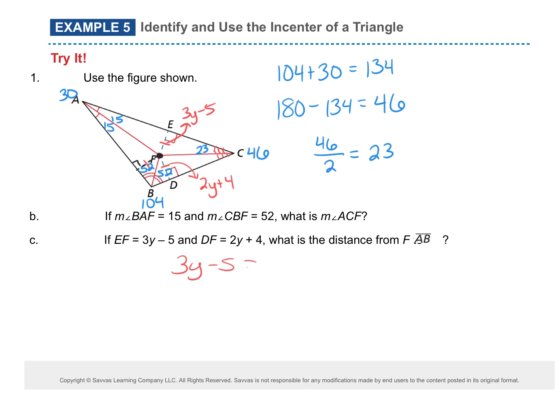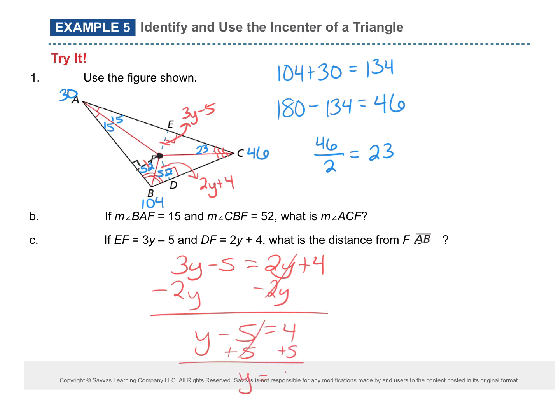3y minus 5 equals 2y plus 4. Then we solve, right? What do you end up getting for y? 9. You do get 9, good. So y equals 9. Is that the answer they were looking for? No, what were they looking for? Right, they're looking for the distance. Okay, so how do I figure out what the distance is? Plug it into one of them. Doesn't matter which one. Which one do we want to do? 2y. So we have 2 times 9 plus 4. What's 2 times 9? 18 plus 4? 22. Good.